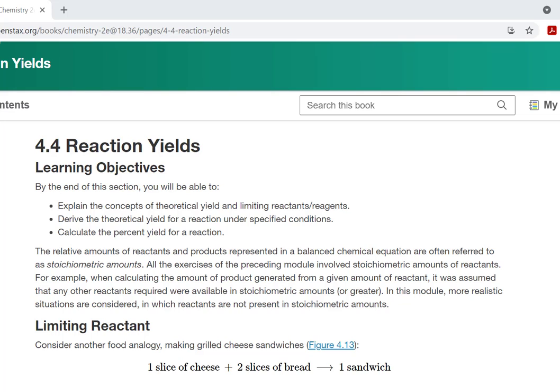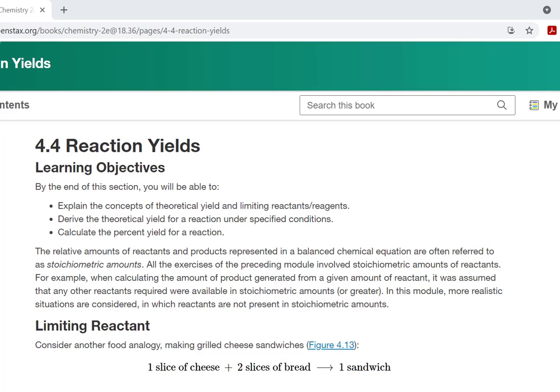We will be splitting this section up into two parts, one on the limiting reactant concept. We'll talk about that first in this video, and then there'll be another one on the percent yield concept. So in terms of this recording, you will be learning about the first learning objective, explain the concept of limiting reactants. Notice I left off theoretical yield, as that will be covered in the subsequent video.